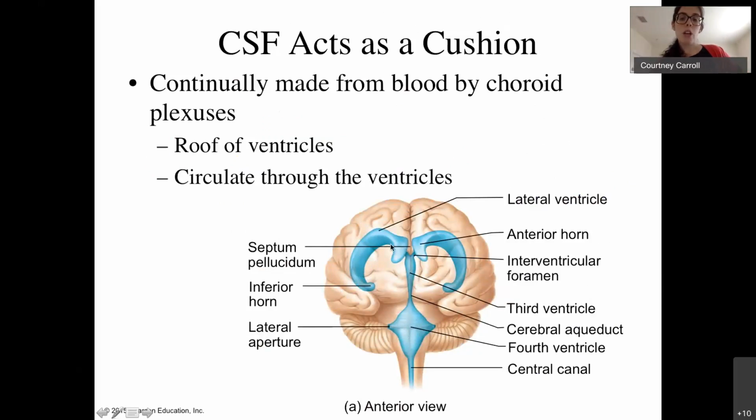So remember, we talked about glia. We have those ependymal cells that have the cilia on them. The cilia are just going to move the CSF through the ventricles and then down the spinal cord. And what this does is it acts as a cushion to kind of hold the brain in place.